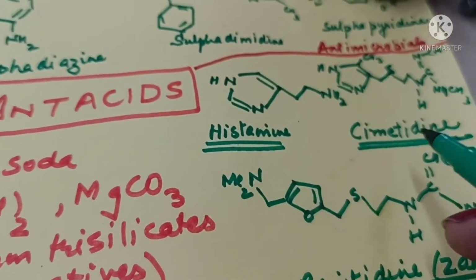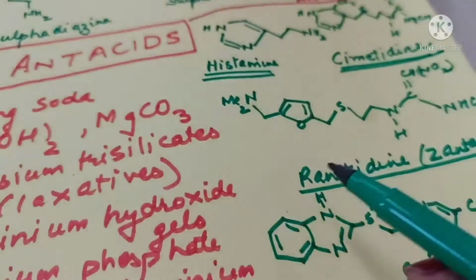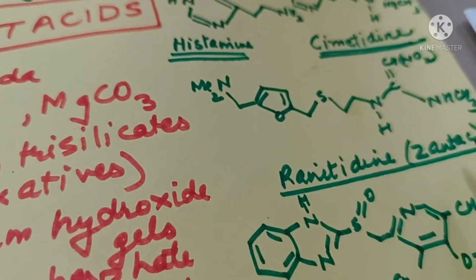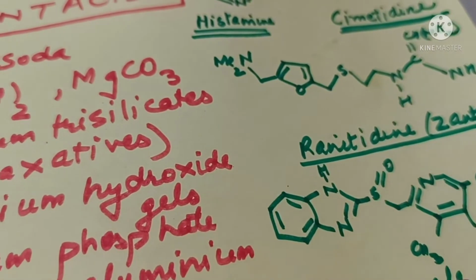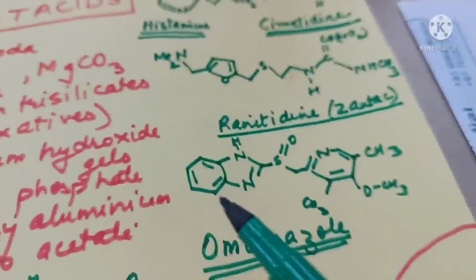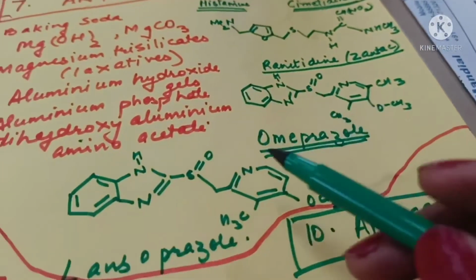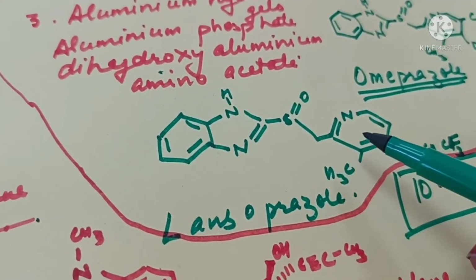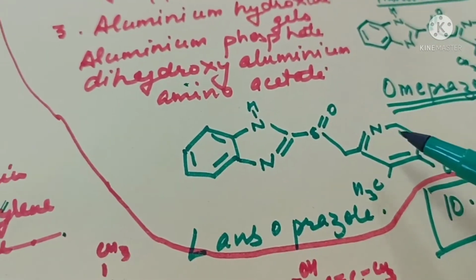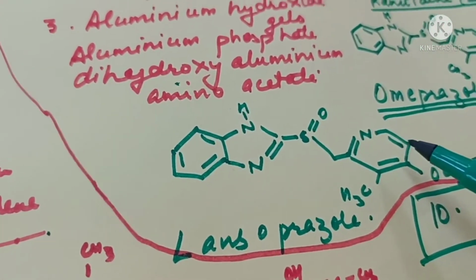Then nowadays this cimetidine has been replaced with ranitidine or Zantac. This also performs the same function. Then a new class of drugs, omeprazole and lansoprazole, are also used as antacids. They prevent the formation of acid in the stomach. So these are better quality drugs.